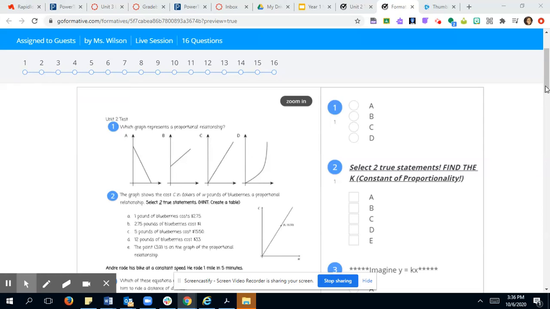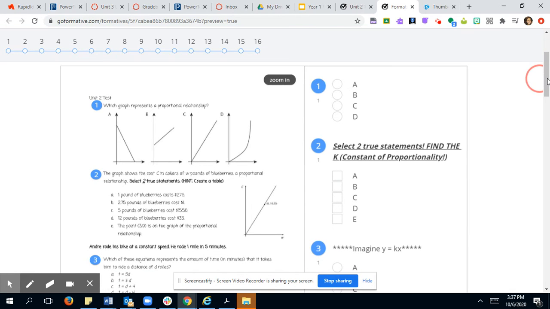Hello, everyone. This is the Unit 2 test, Read Aloud. So what I'm going to do is read every question, 1 through 16. And what you can do is you can pause, rewind if you need me to reread the question. Just kind of use the video to your discretion and follow along with me to help you understand what the question is asking.